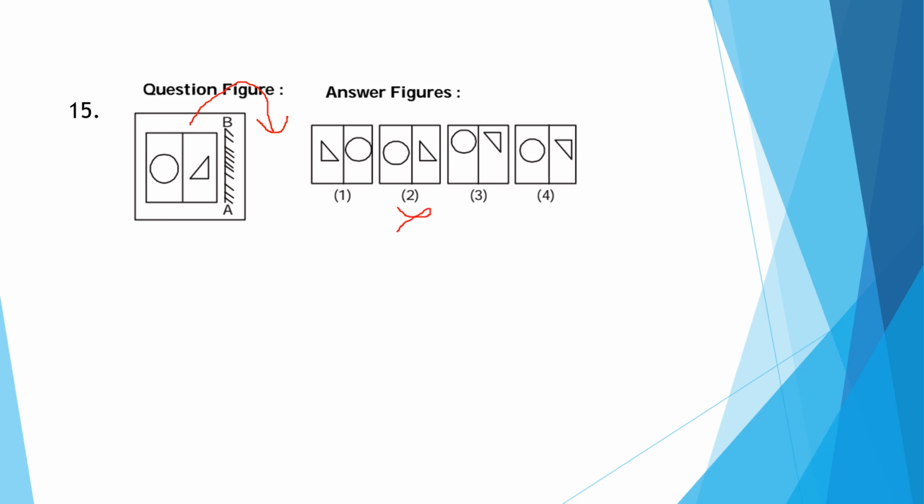And third one, place of the circle and triangle changed. So this is also not a correct option. Circle in fourth also circle in same. So not correct answer. In first option, circle changing to the right side and triangle changing to the left. So this is the mirror image of the diagram. So the answer is 1.